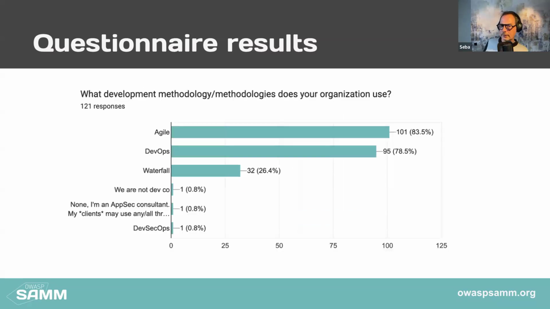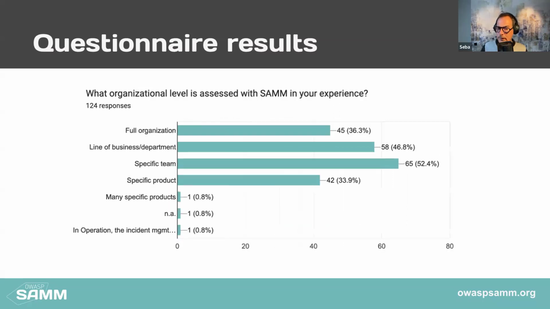In terms of development methodologies overall being used, we see that Agile and DevOps are being used quite a lot, but that Waterfall is still being used by quite a couple of respondents, which is not that big of a surprise. Then what the scope is of typical SAMM assessments: most people apply this on a team level or a business unit level, followed by organization and even also product level. So you see there's a mix of different scopes.